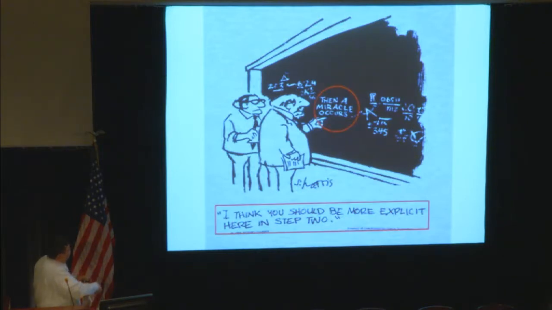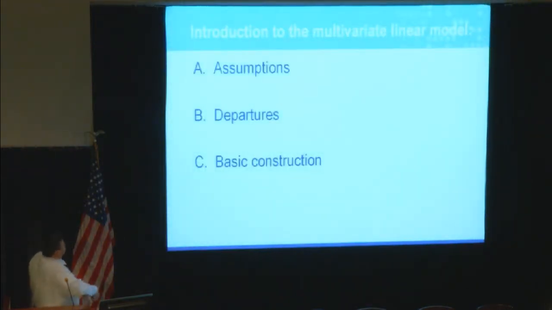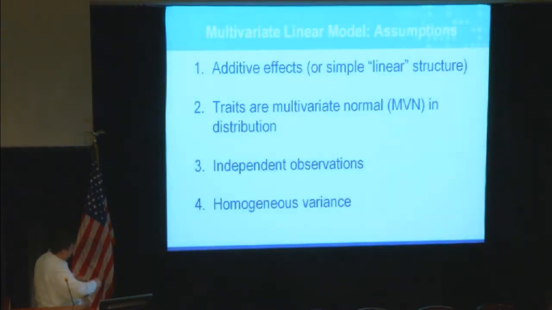I want to be explicit about the assumptions of the linear model, right? Then I'll go over some departures and briefly mention how those departures can be addressed, and then I'll go over a basic construction from the univariate version to the multivariate version of the linear model.